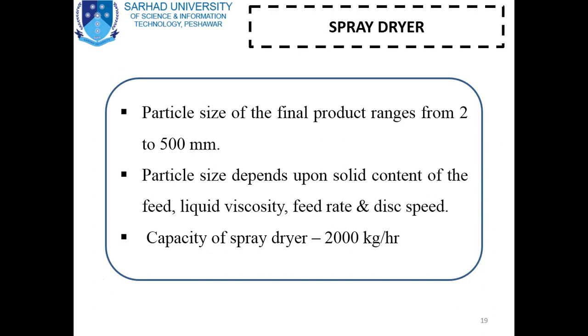The particle size of the final product ranges from 2 to 500 micrometers. Particle size depends upon the solid content of the feed, liquid viscosity, feed rate, and disk speed. These are the several factors which lead toward the particle size. The capacity of the spray dryer is 2000 kg per hour, and we can dry up to 2000 kg of material.